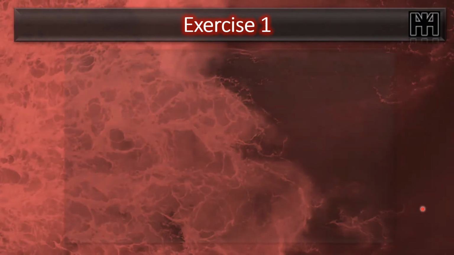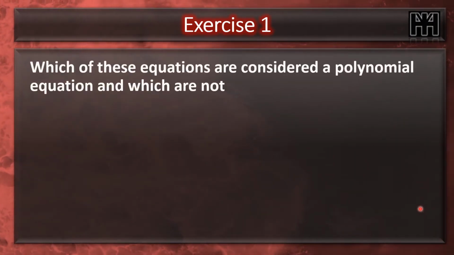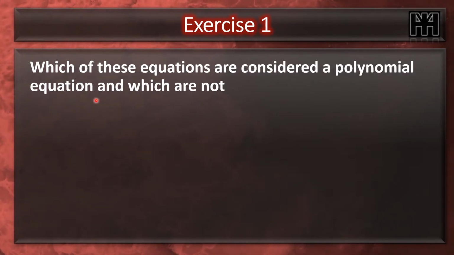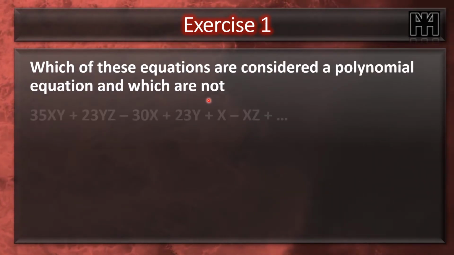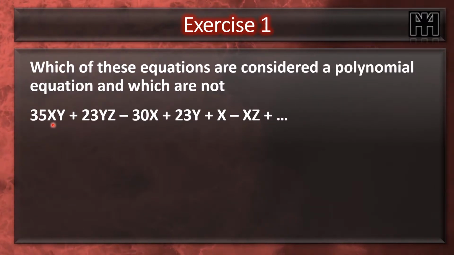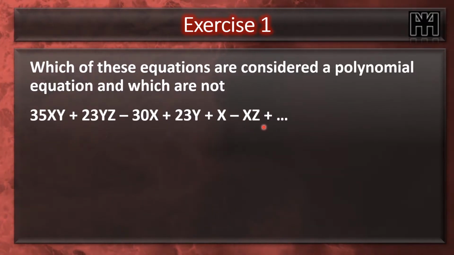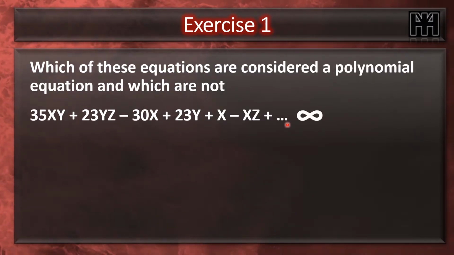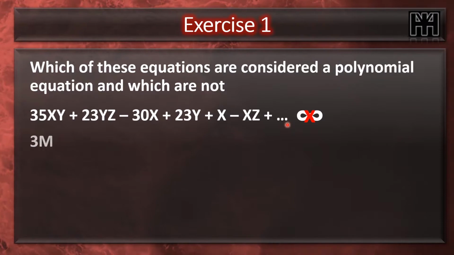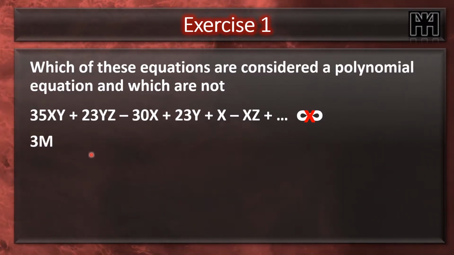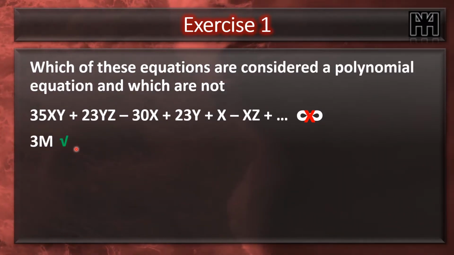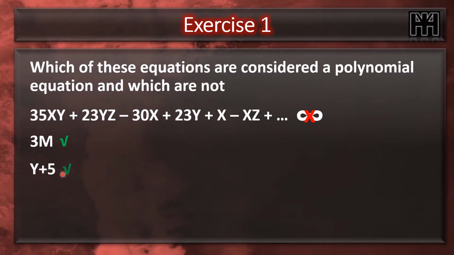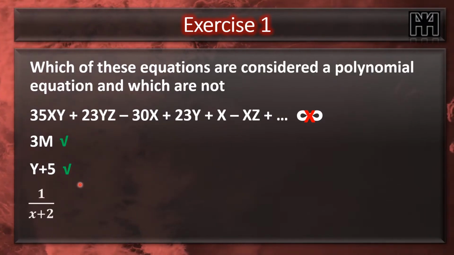Exercise 1. Which of these equations are considered a polynomial equation and which are not? Okay, first of all, this equation is an infinite equation, so this is not a polynomial equation. Okay, no infinite equation. 3m can be a polynomial equation. Okay, y plus 5 can be a polynomial equation, no problem.